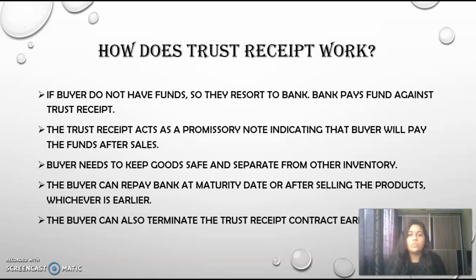The buyer can do anything with the goods or asset as long as they don't breach the terms of the contract with the bank. The buyer can repay the bank at maturity date or after selling the products, whichever is earlier. The buyer can also terminate the trust receipt contract earlier.